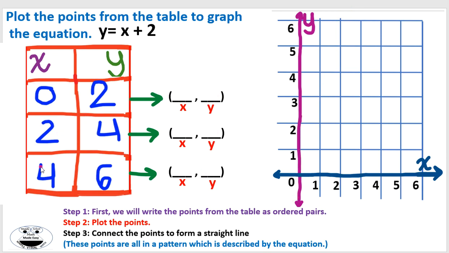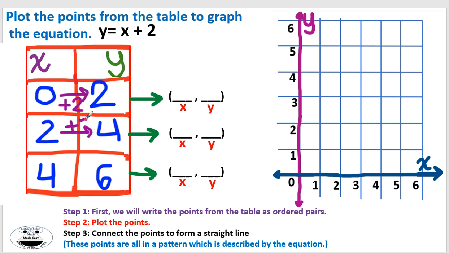Let's erase this. Okay, so here's another equation, and we're going to plot the points to draw the line for the equation. This is y equals x plus 2. That means every time you take x and you add 2, you're going to get the y value. So 0 plus 2 is 2. 2 plus 2 is 4.